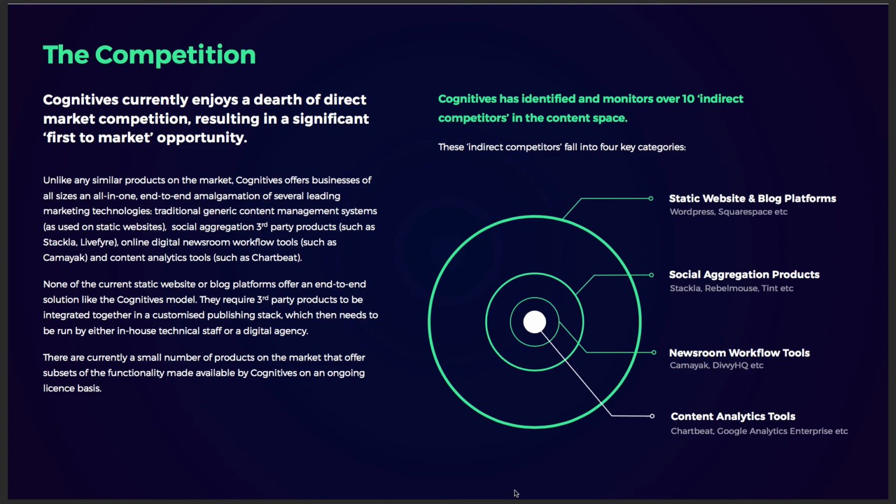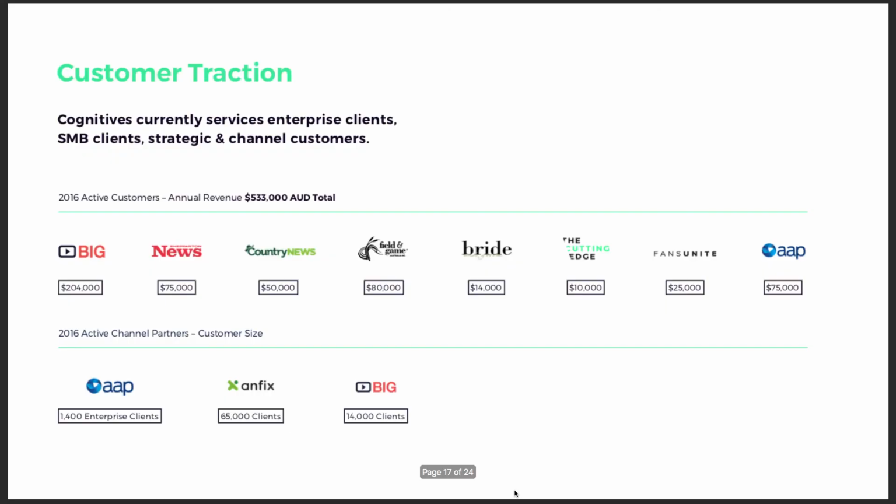What was the competition? So how do we define our competition? We defined it like this. And then we talked about traction. We could talk not only to traction, but to real hard revenue numbers, which obviously is harder to do for you guys. But then we could say, look, we'd made over $500,000 in revenue in that year from our different customers.